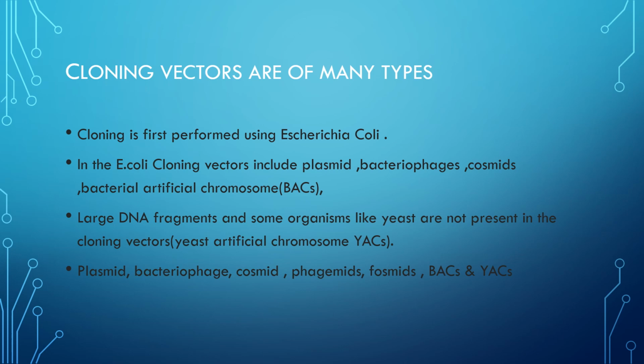Cloning vectors are of many types. Cloning was first performed using E. coli. In E. coli, cloning vectors include plasmids, bacteriophages, cosmids, and bacterial artificial chromosomes, which are known as BACs. For large DNA fragments and some organisms like yeast, there are cloning vectors known as yeast artificial chromosomes (YACs). Phasmids also come under cloning vectors.